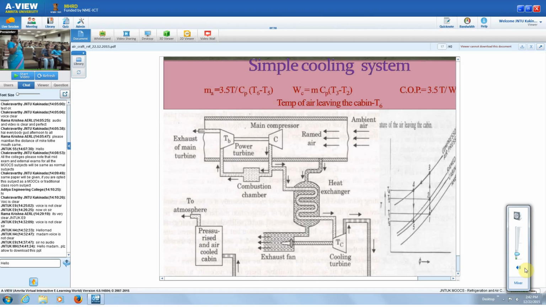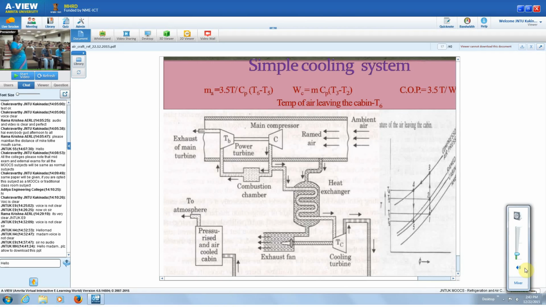After the heat exchanger, the air at low temperature is expanded through a cooling turbine. Here in the cooling turbine some work is done, and that work is utilized for running the fan. The fan is used for drawing the rammed air, which passes into the heat exchanger, producing the cooling effect, and finally the exhaust from the fan is the ram air going back into the atmosphere.